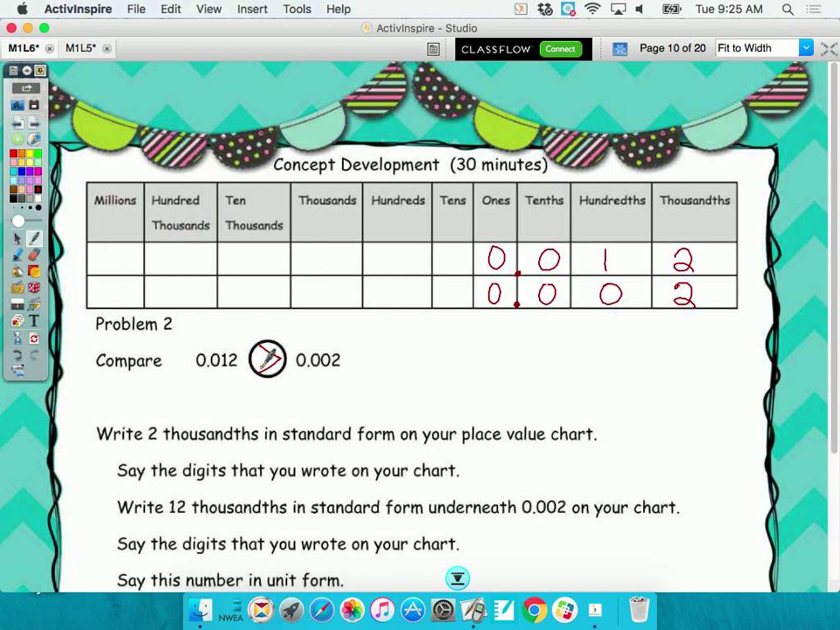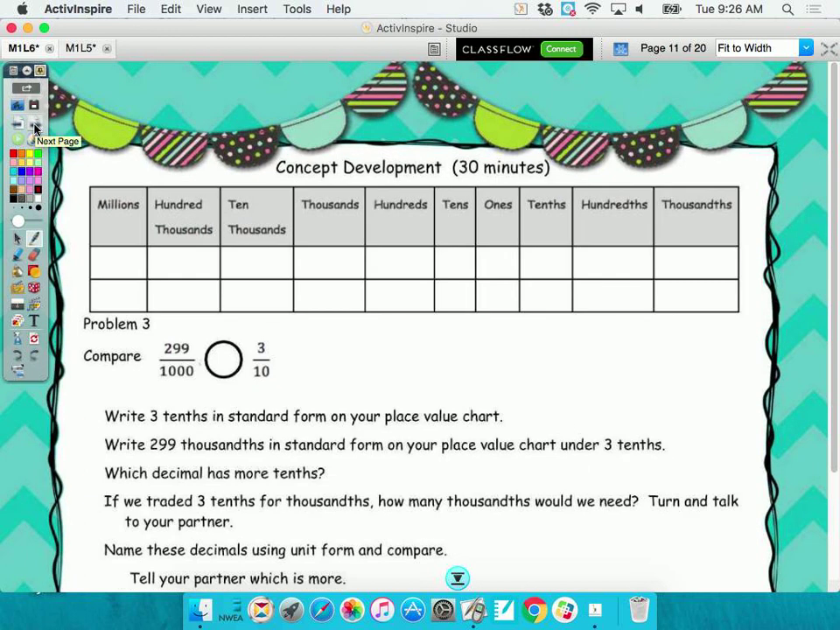All right, let's take a look at problem 3. It's a little bit different, but I don't think you're going to have much trouble with it. Here's what I want you to do. Write 299 thousandths on your place value chart. I bet you already had that figured out, didn't you? Go ahead and write the decimal and the 0. And then let's write 3/10 on your place value chart.